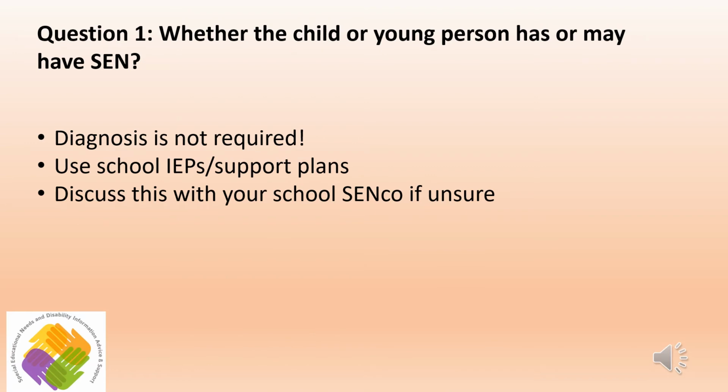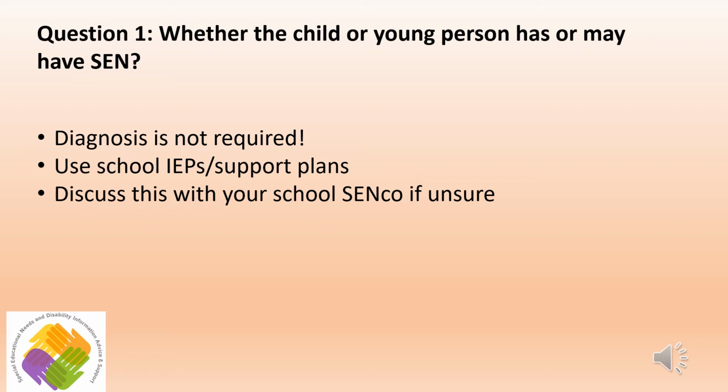The first question is whether the child or young person has or may have SEN. You can start here with any diagnoses your child or young person has and include when they received the diagnosis. In saying this, remember your child does not need to have a diagnosis. As you can see from our template, it is also an opportunity to list any other identified SEN from the educational setting, health professionals, or that you have identified at home. Any needs that have been identified that impact your child or young person's ability to access education are relevant.